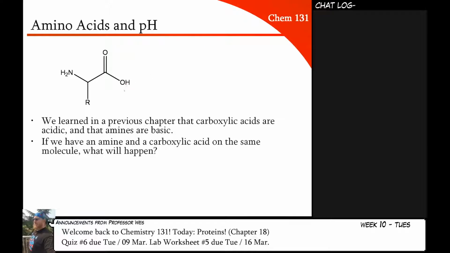Okay, so when I have something that has an amine and a carboxylic acid, I have an interesting situation. This is obviously an acid because it says carboxylic acid. It's right there in its name. But what about this part? Well, amines are basic.